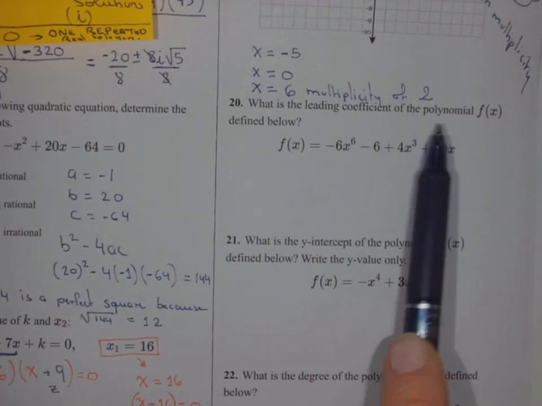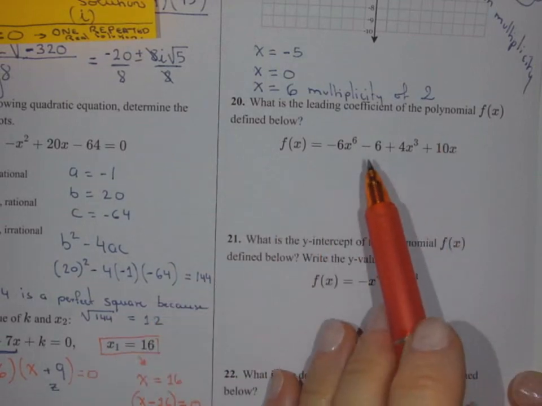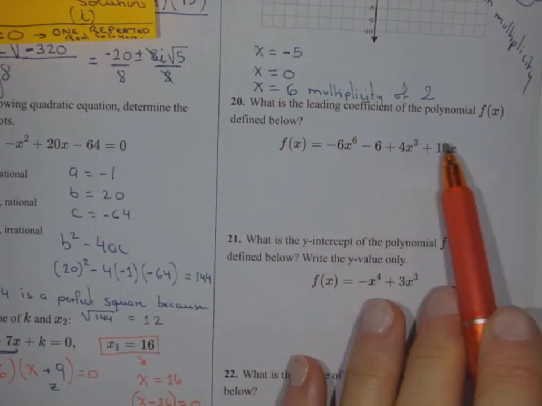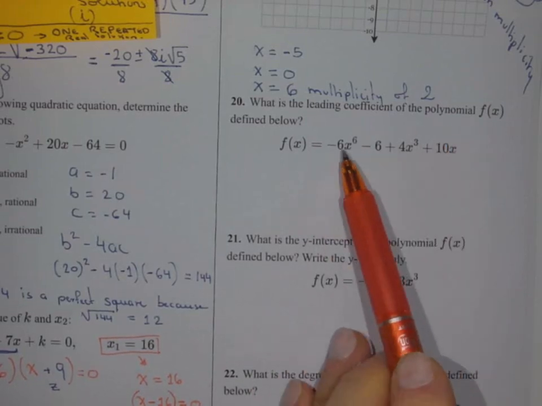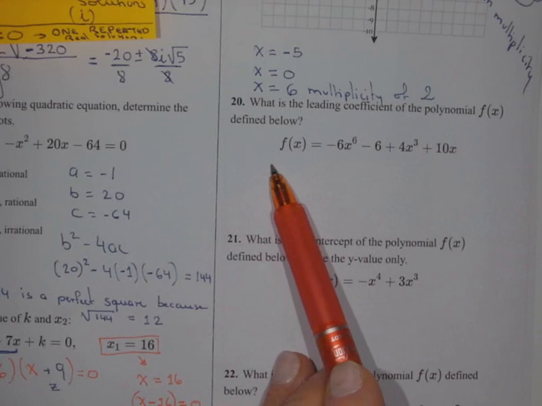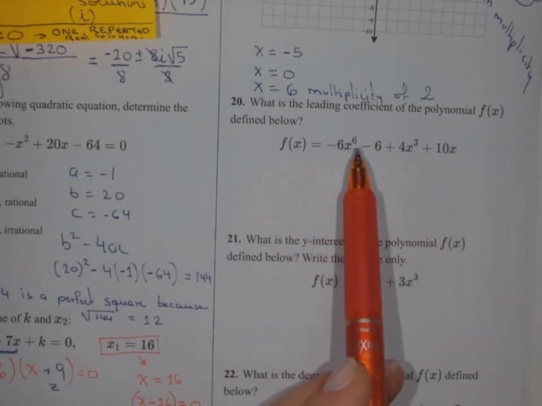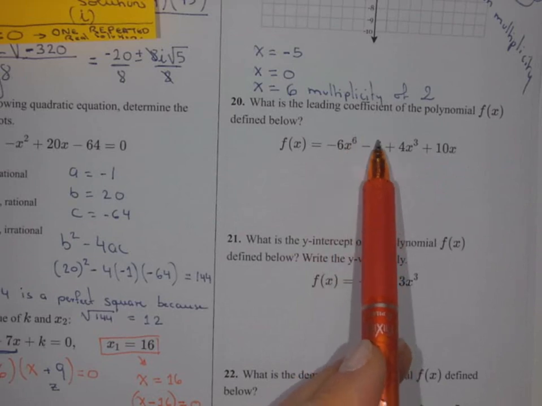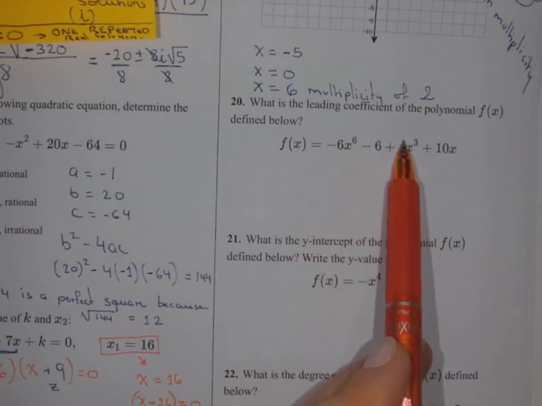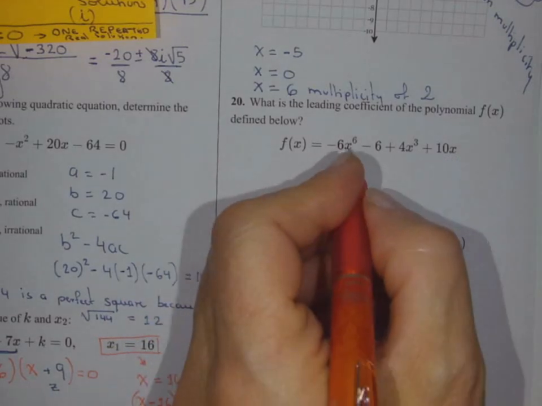What is the leading coefficient of this polynomial f of x? The leading coefficient would always be found when it is in standard form, it being the polynomial, right? Is my polynomial in standard form? Standard form means you have the highest exponent first, and then it goes down in decreasing order. So look at all your exponents. 6, this is a constant, this is 3, this is linear. So they're not in order. Let's rewrite that in order.